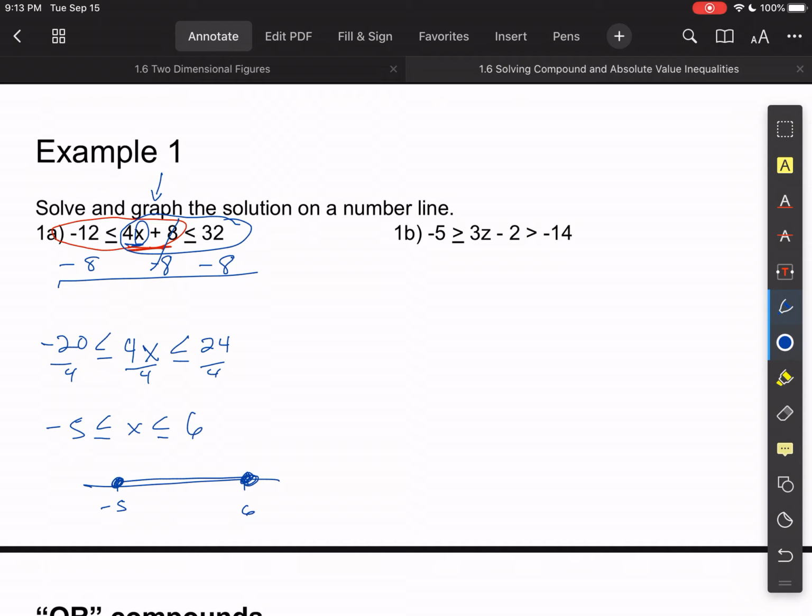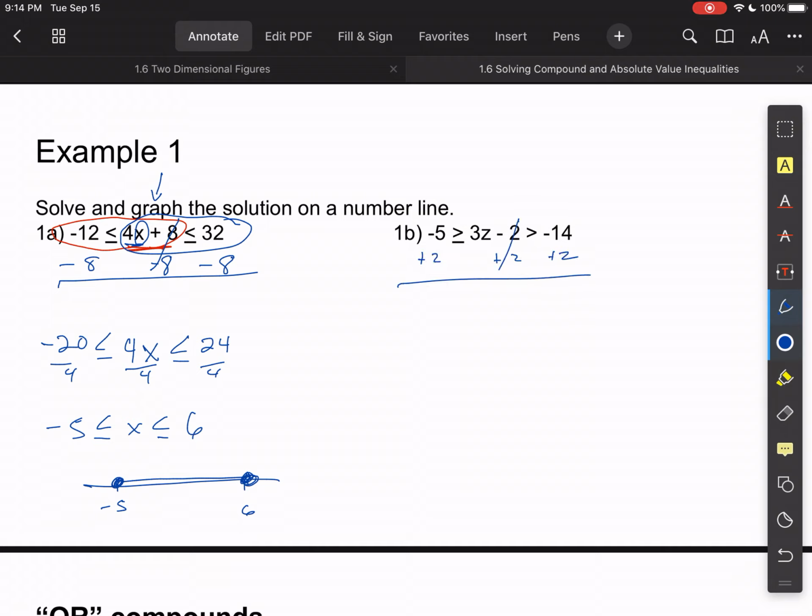So let's look at another one of these. This is now 1b, where we have -5 is greater than or equal to 3z minus 2, which is greater than -14. For this one, same type of deal. I'm going to add 2 everywhere.